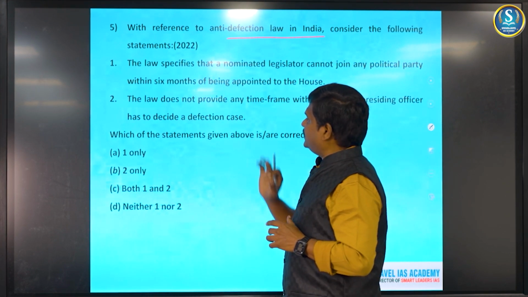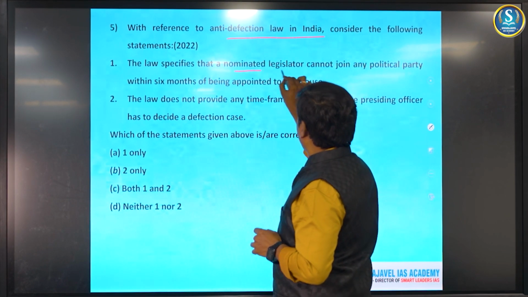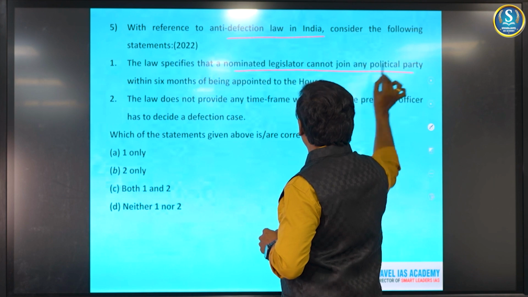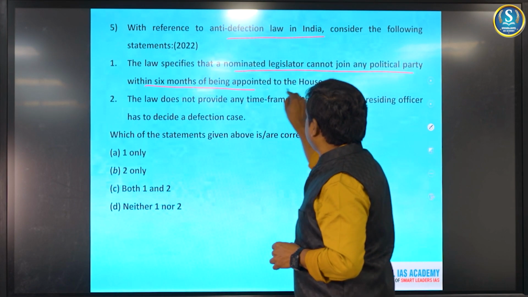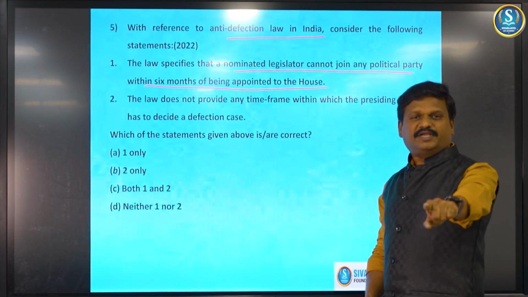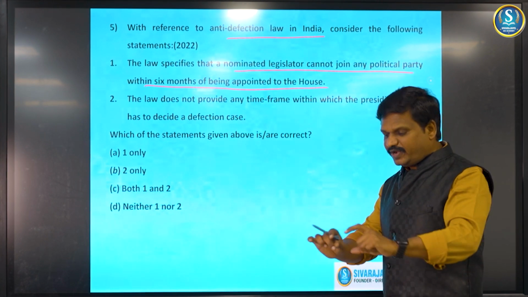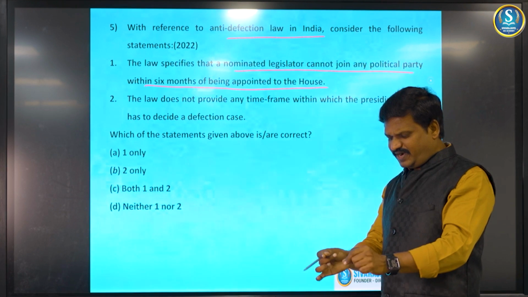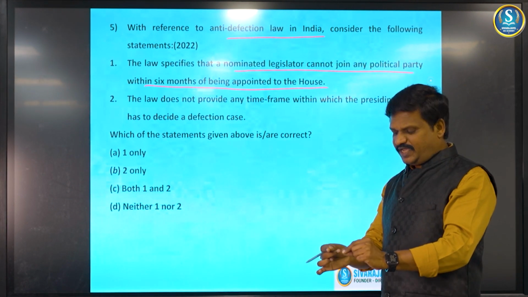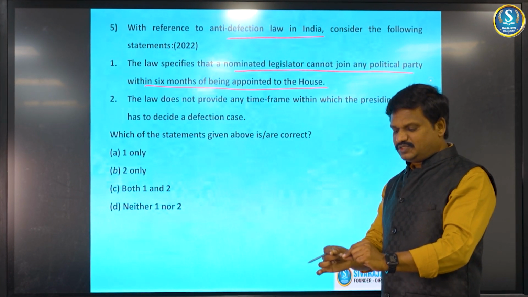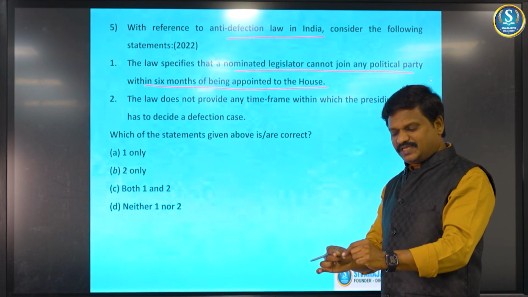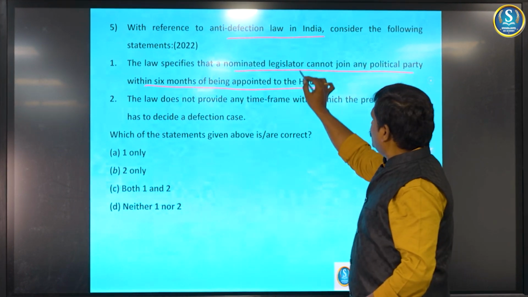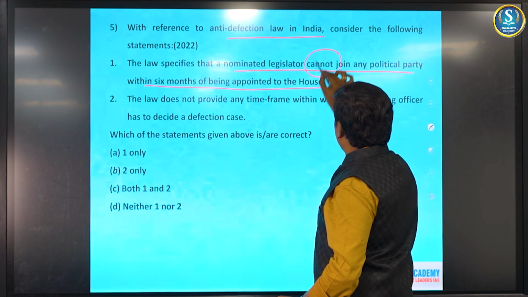So, read this first statement. Law specifies that a nominated legislator cannot join a political party within 6 months. He can join a political party within 6 months. When you read that cannot, within, before, that wordings, are you reading carefully? Change of the word means change of the meaning or change of the fact itself. So, instead of can, they have put cannot.